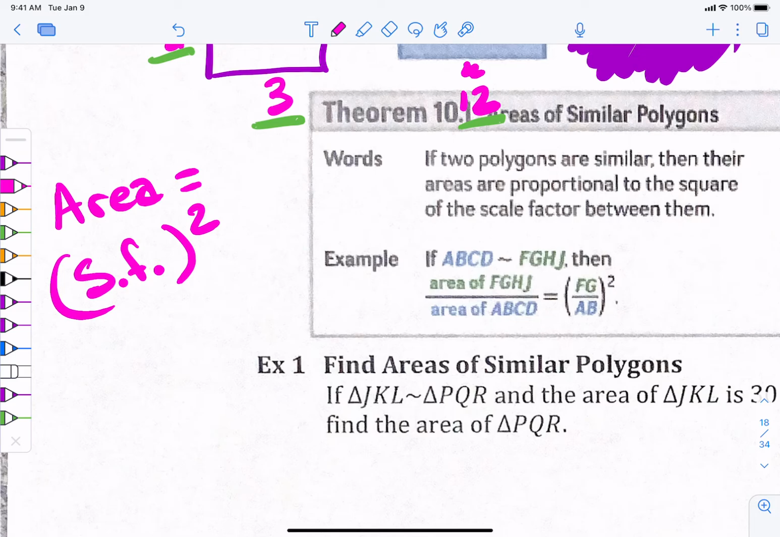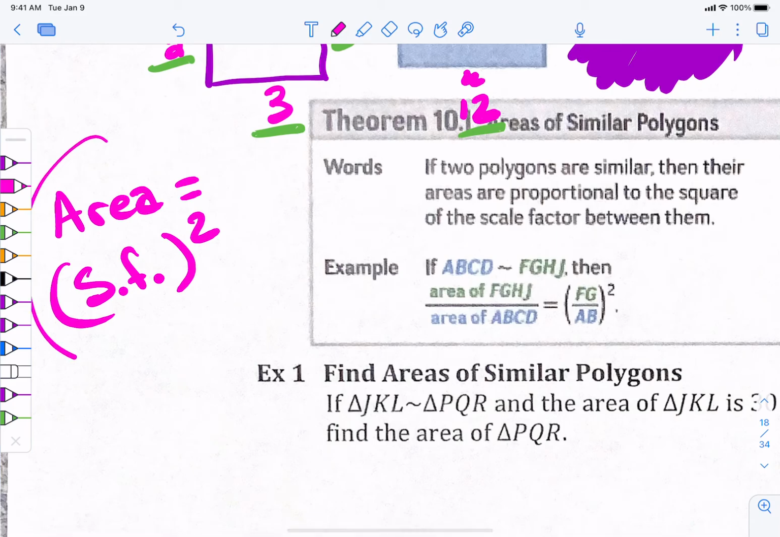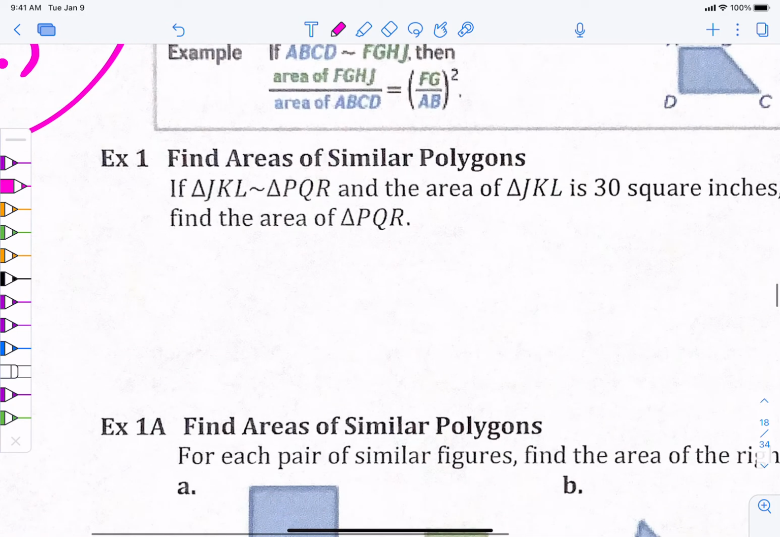All right, girls that just left, I'm picking up right here because this is where we kind of left off, and I wanted you to write off to the side over here that the area is equal to the scale factor squared. Okay?